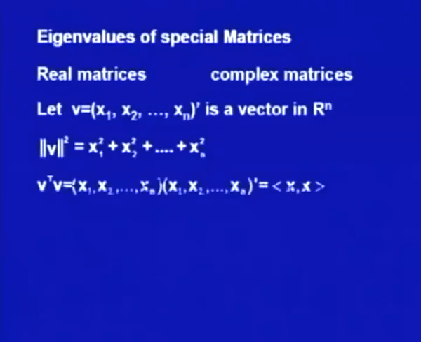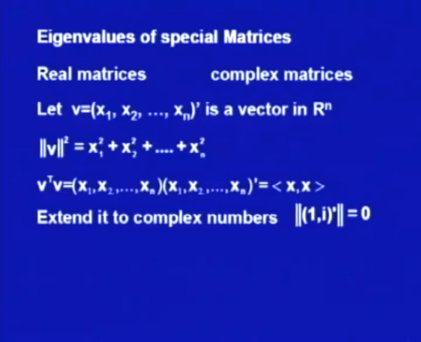So, you can verify this: when x1, x2, xn are 0, then the length of V is 0, and we define length of V as V transpose V, which is the row vector x1, x2, xn multiplied by the column vector x1, x2, xn transpose. This is also denoted by inner product of x and x.